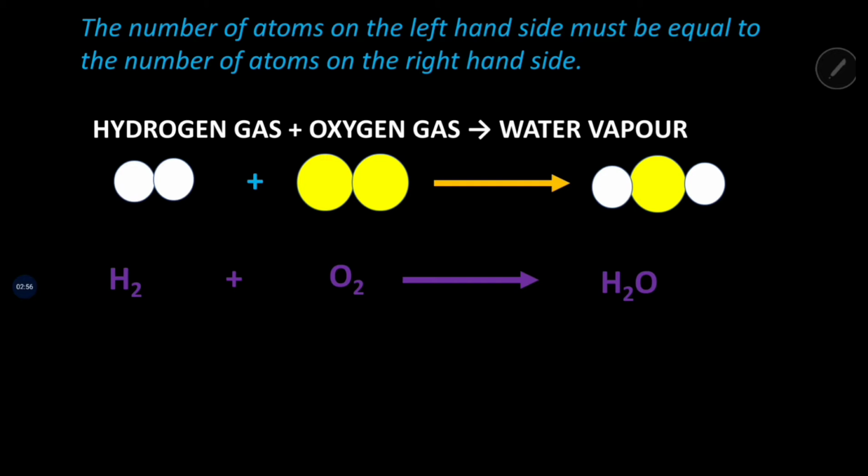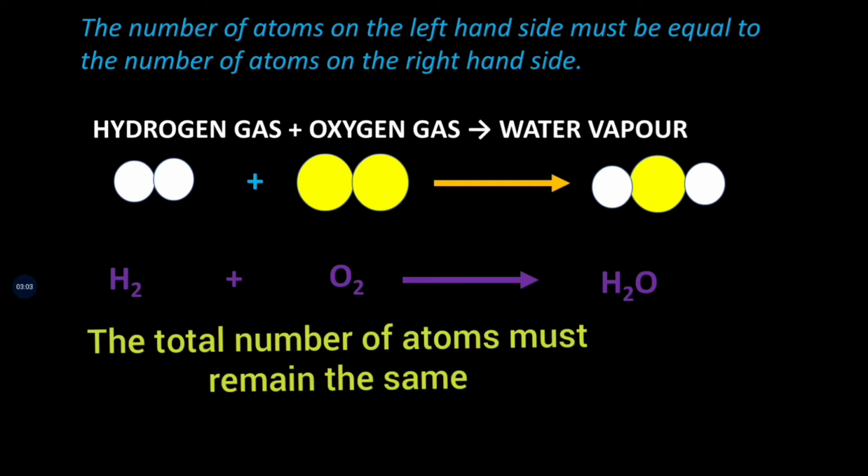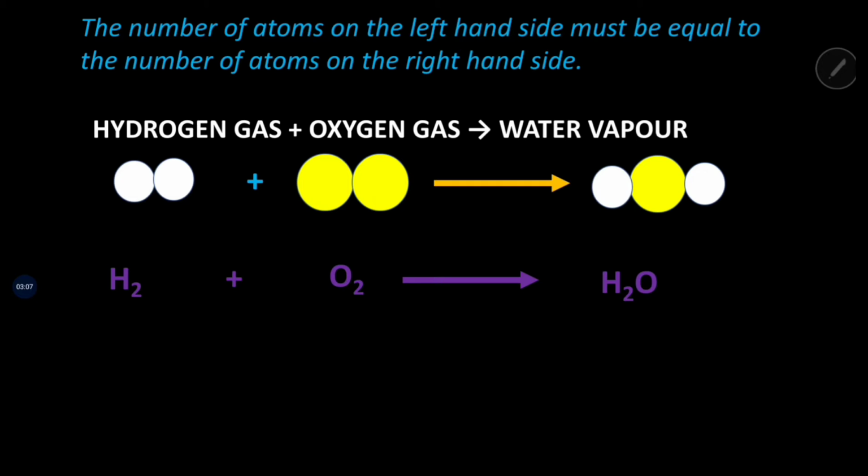During a chemical reaction, the number of atoms must remain the same. Atoms do not disappear during a chemical reaction. So how then do we go about ensuring that the number of atoms on the left hand side is equal to the number of atoms on the right hand side? There's a systematic way that we must do.